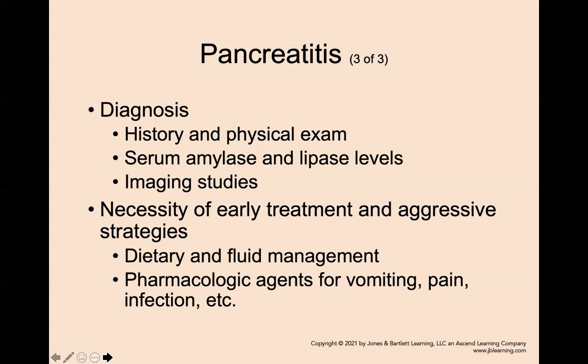But he progressed very rapidly. So although these patients don't seem as sick, or you're not doing a whole lot for them, close monitoring of them is super important because it can turn bad pretty quickly.